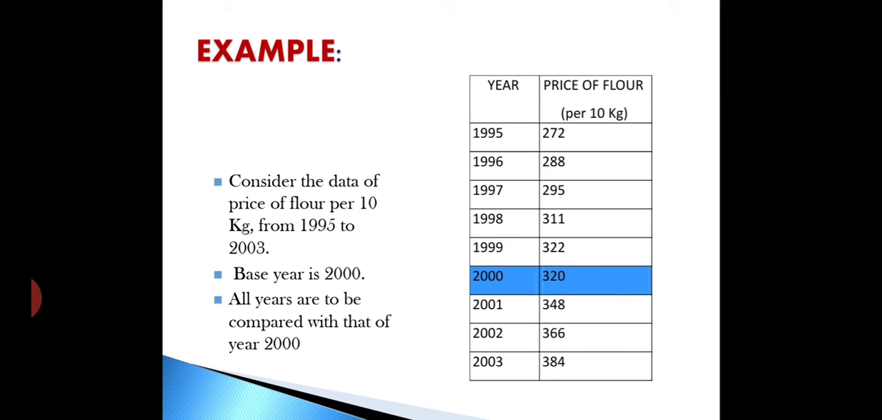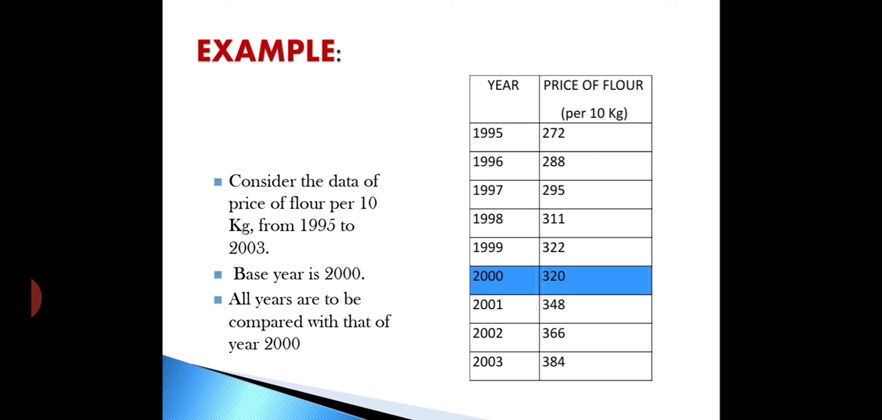Consider this example. You can see that this is the data of the price of flour over the years from 1995 to 2003. In 1995, the price of 10 kilogram flour is 272. In 1996, it was 288. In 1997, the price was 295, and so on. And in the last, in 2003, the price of 10 kilogram flour was 384.